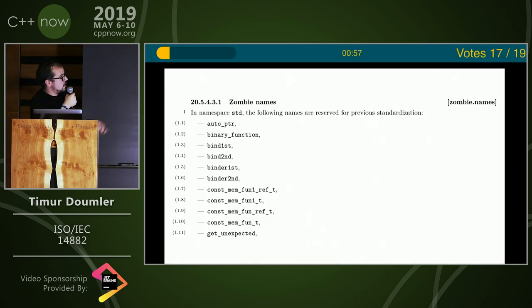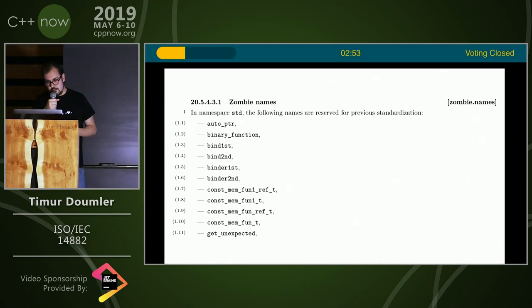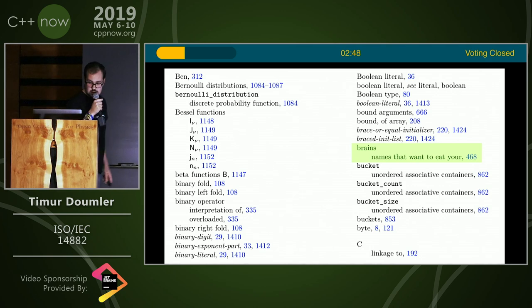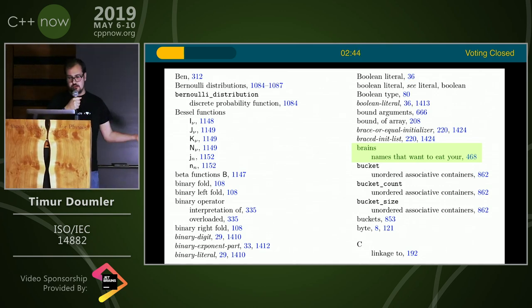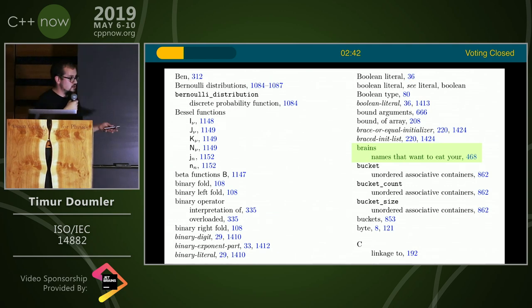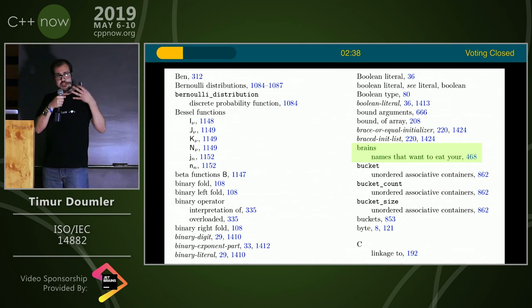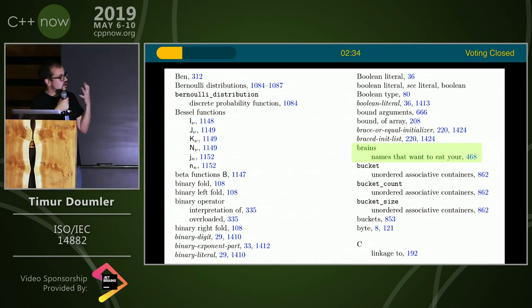We have zombie names, this kind of stuff that's deprecated but still reserved by the implementation. They are back-referenced from the index as "brains, names that want to eat your." And this is really interesting because zombies come from Haitian folklore, then were popularized by George Romero's movies in the 60s. But none of those zombies were eating brains at that point. They were eating bodies, humans, sometimes corpses.